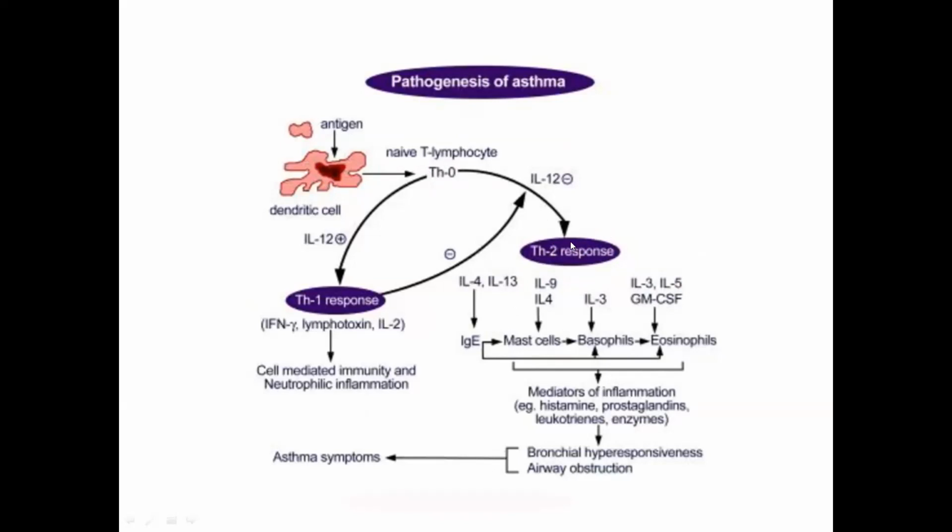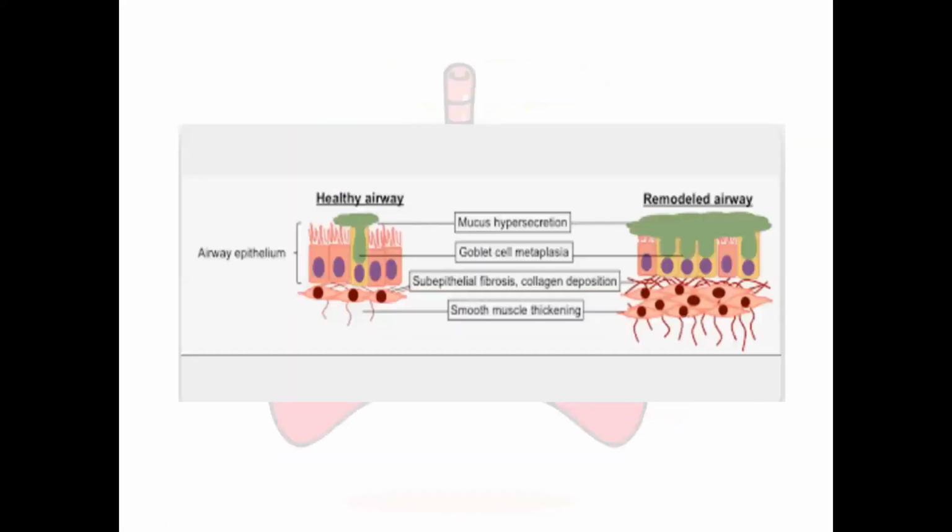So this happens mostly. And when the host is again exposed to the same antigen, the Th2 differentiated cells are recruited back to the airway epithelium, releasing a wide variety of cytokines and interleukins, which act on mast cells and eosinophils, releasing mediators of inflammation like histamine, prostaglandins, leukotrienes, and enzymes, which result in bronchial hyperresponsiveness and airway obstruction, which causes asthma symptoms. This happens mostly, but in infection with human rhinovirus and other viral infections, Th1 immune response also happens.